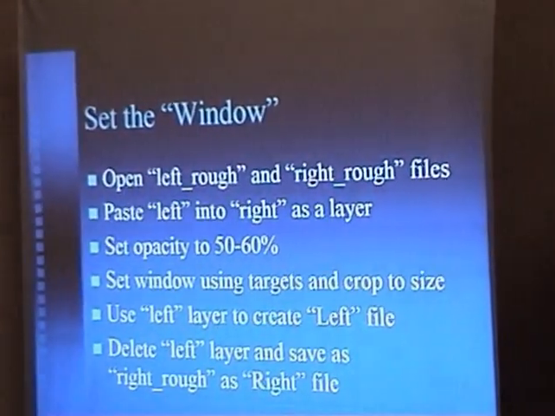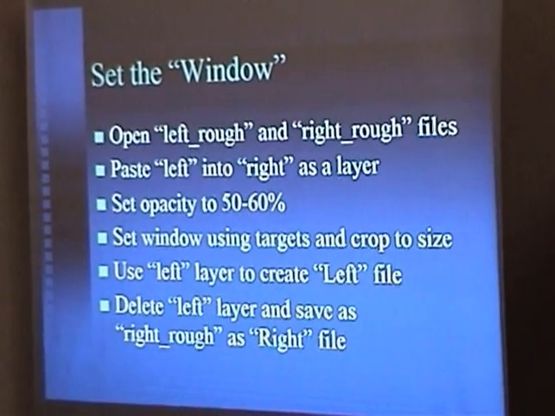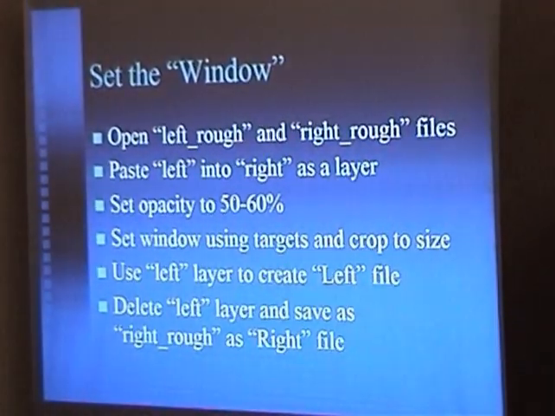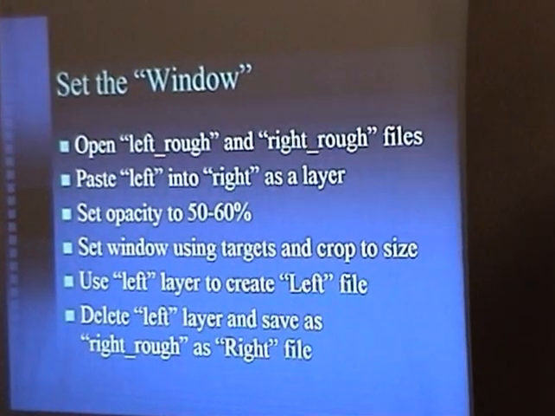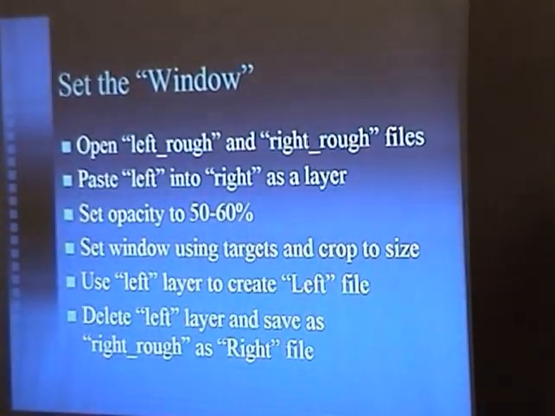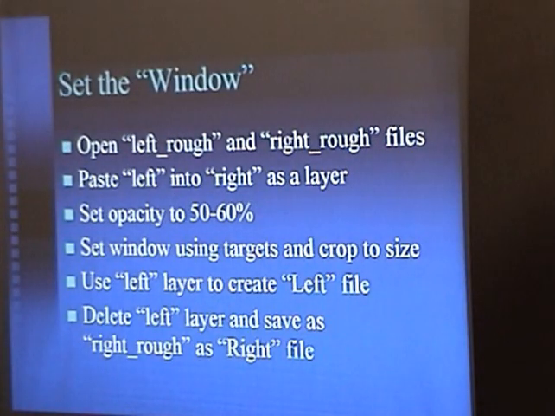Now, we're going to have a really easy time setting the window because of the way we made this. But to set the window, we're going to open the left and right rough files. We're going to paste the left into the right file as a layer. We're going to set the opacity or the fill of that layer to where you can see through it. We're going to line these guys up using those targets, crop it to the size we want, and get rid of those targets. And then we're going to take that left layer to create the left file, and the right layer to create the right file. If you're expert at Photoshop, this is a 30-second operation, but I'm going through it on the assumption that people don't know that. So the first thing we do is go up and open both of those files.